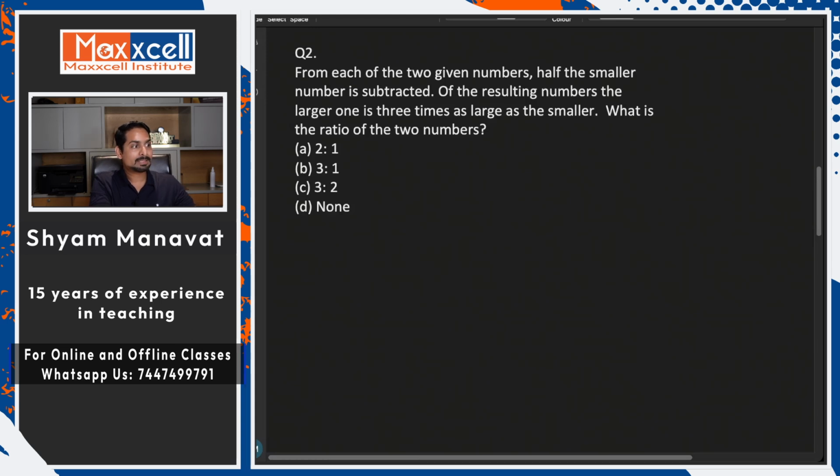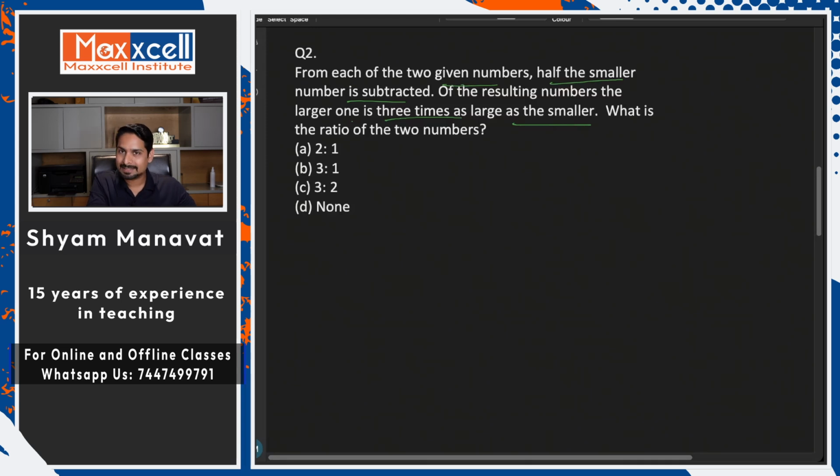The question says: from each of two given numbers, half of the smaller number is subtracted. Half of the smaller one is subtracted from both the numbers. Of the resulting numbers, the larger one is 3 times as large as the smaller one. When you compare both of them after getting the result, the larger one is equal to 3 times the smaller one. What is the ratio of the two numbers?